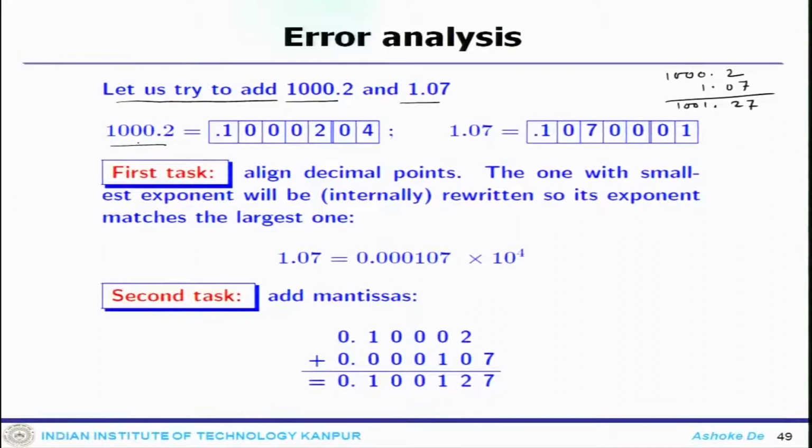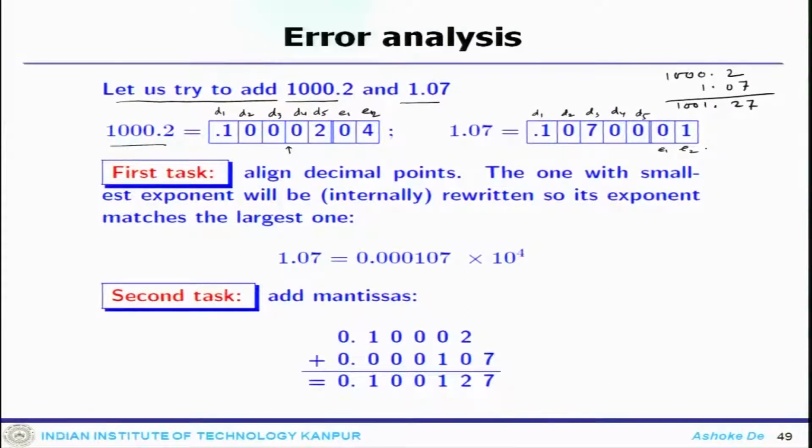Now, if you represent them through this kind of mantissa and exponent representation, 1000.2 equals 0.10002 times 10 to the power 4, and 1.07 is 0.107 times 10 to the power 1. As we said, these are 5 digits which correspond to D1, D2, D3, D4, D5, and these are E1 and E2, the exponents. Similarly here, D1, D2, D3, D4, D5, E1, E2.